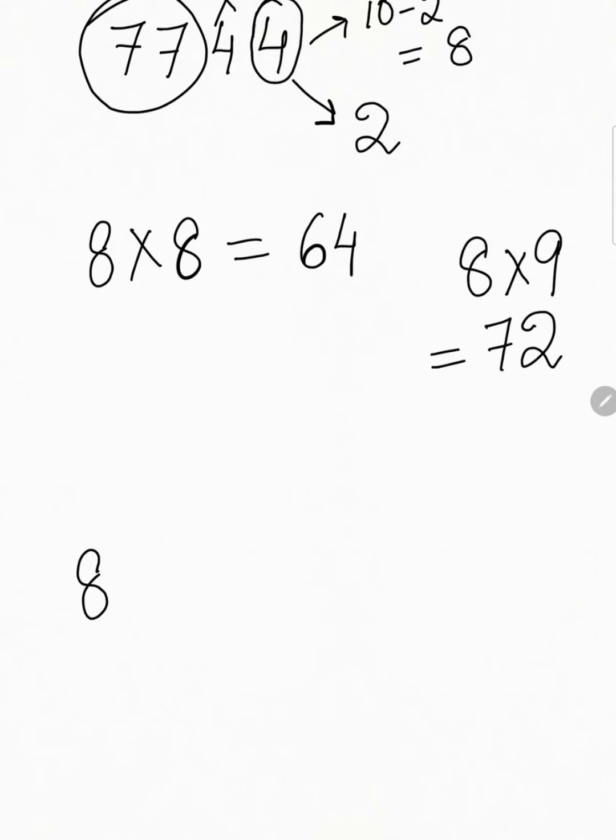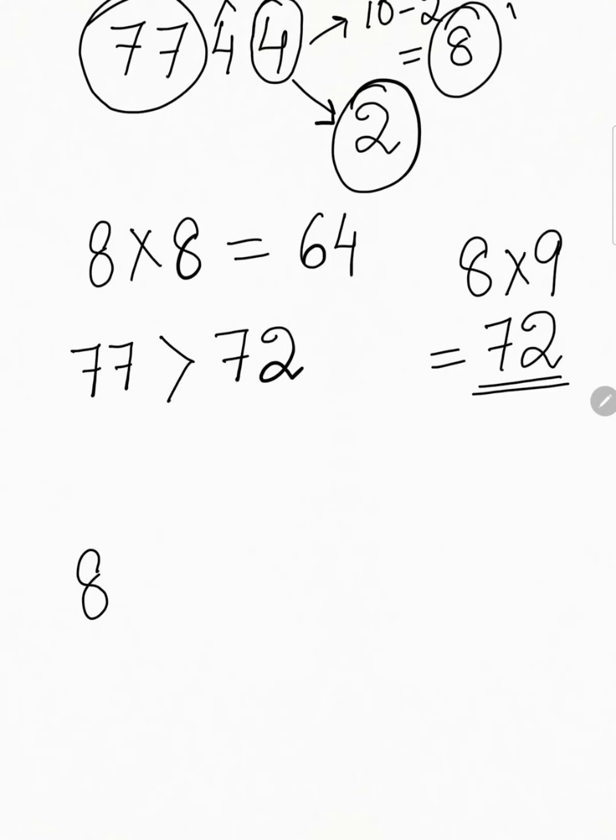So after getting 72, we compare our selected number, that is 77, with this product, which is 72, and what we find is that 77 is greater than 72. So as 77 is greater than 72, out of these two digits we will choose the greater one, which is 8. So 88 will be the required square root.